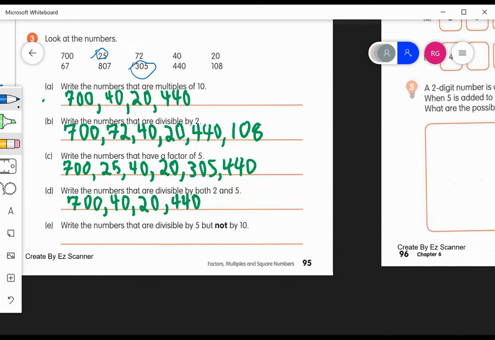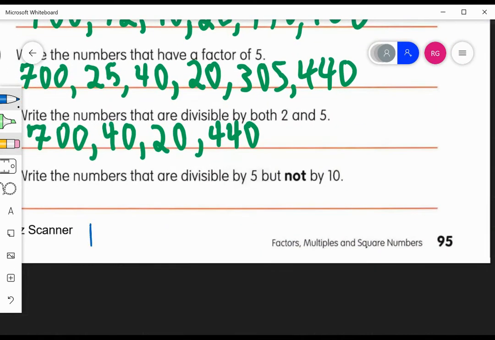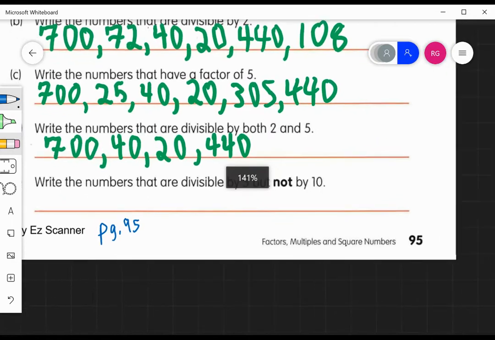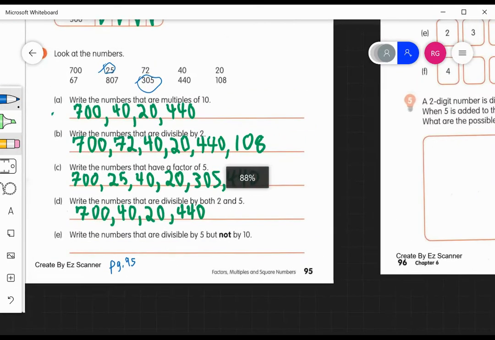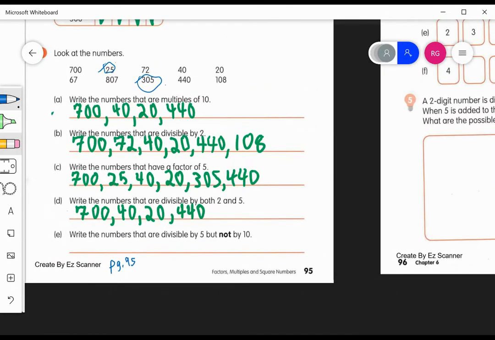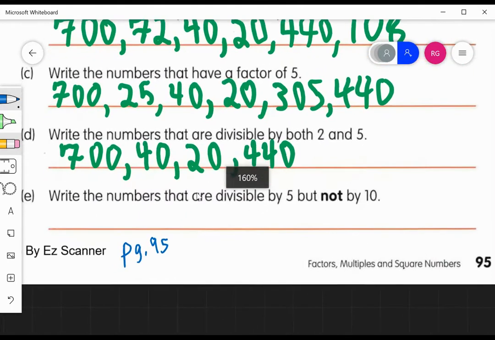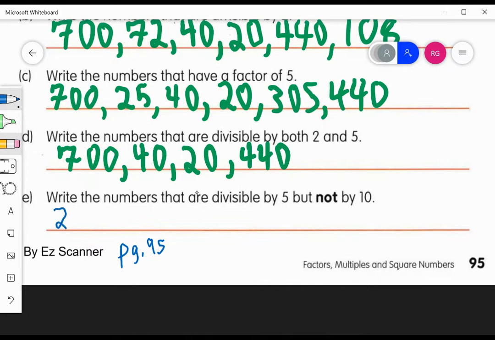All right, so we were looking here at the bottom of page 95 on the last video. So let's finish this one off here before we move on to page 96. It says, write the numbers that are divisible by 5 but not by 10. Okay, and you need to look at this list up here. Those numbers are 25 and 305. Okay, so we should say 25 and 305. And that'll do it for page 95.